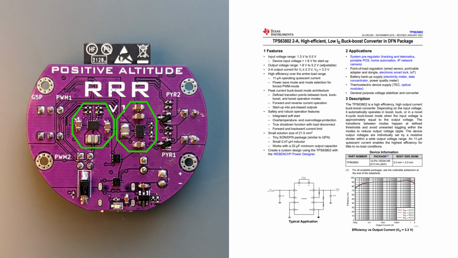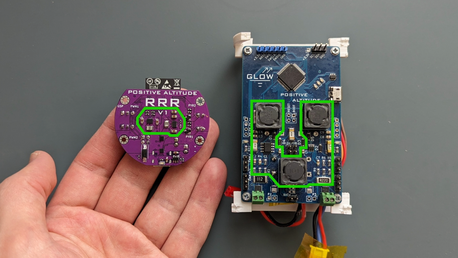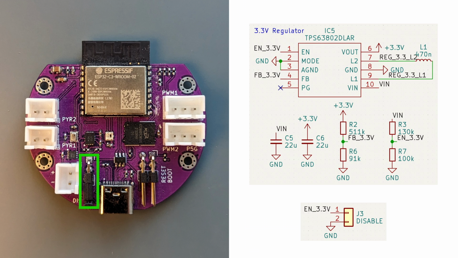The current from the battery goes to two buck boost converters. One provides 3.3 volts for the controller and other chips. The other one provides 5 volts for servo motors and pyro channels. And these guys are tiny compared to the monstrosity I had before. I also added a jumper to enable the board, or more precisely, to disable it, because I don't want to rely on that jumper in flight.